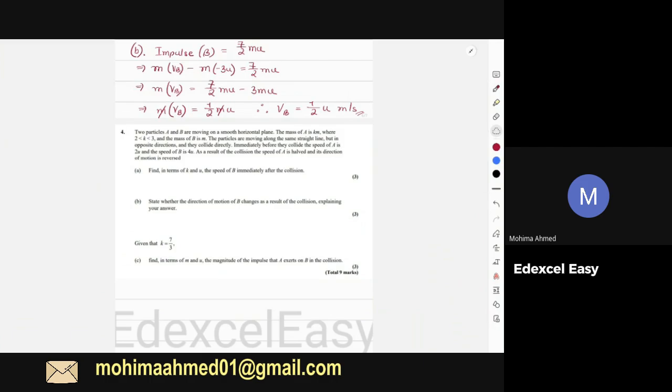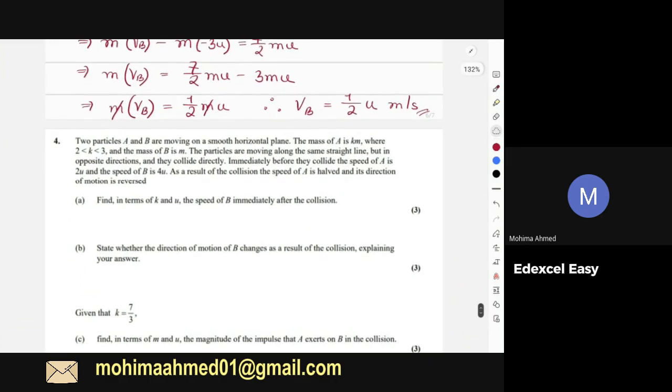Okay, sorry. As I was explaining, in question 4 it says that two particles A and B are moving on a smooth horizontal plane, again indicating there's no friction here. The mass of A is km, where it is given that k is between 2 and 3, greater than 2, less than 3. And B has a mass of m. The particles are moving along the same straight line.